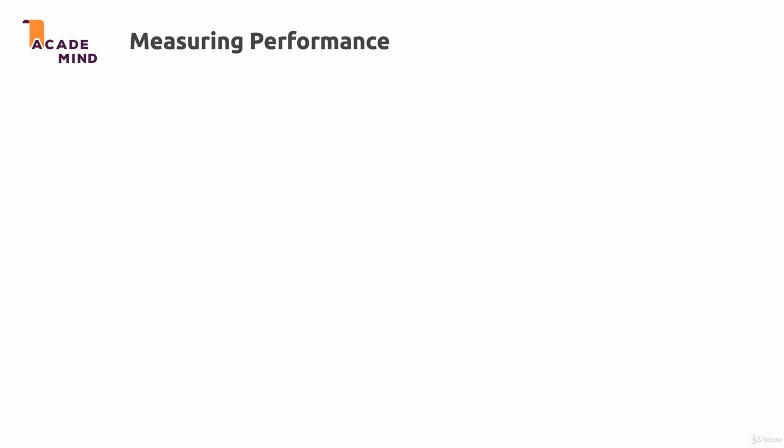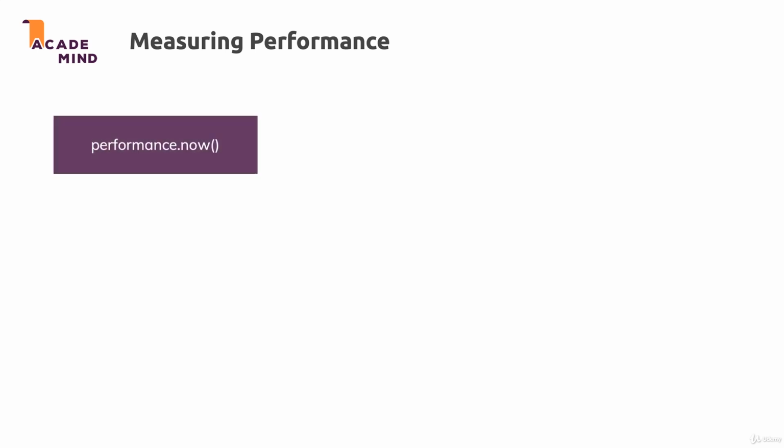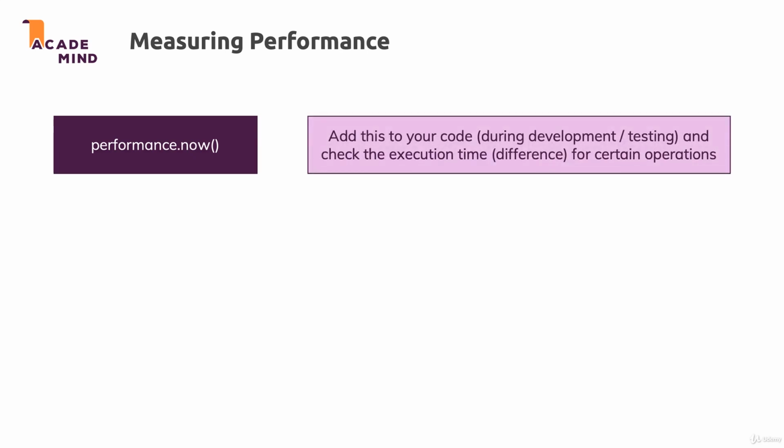Now, when we talk about measuring performance, there are a couple of different ways of measuring it. Now, I mentioned the browser dev tools. You also can add certain code snippets to your code. To be precise, you can use Performance Now, which is available in the browser, to get a time snapshot, and you can take that before and after you're running an operation you're not sure about. And this allows you to find out how long an operation takes.